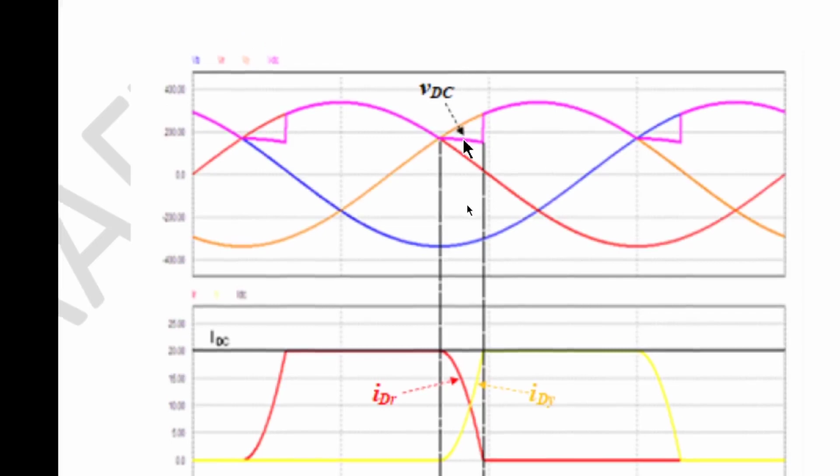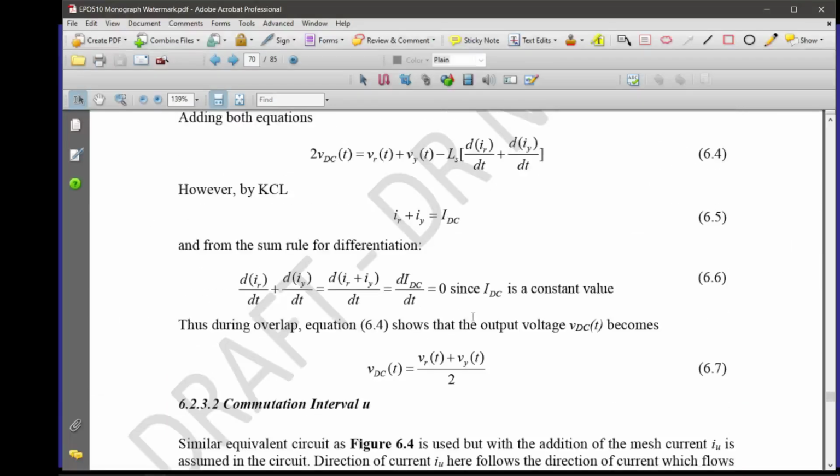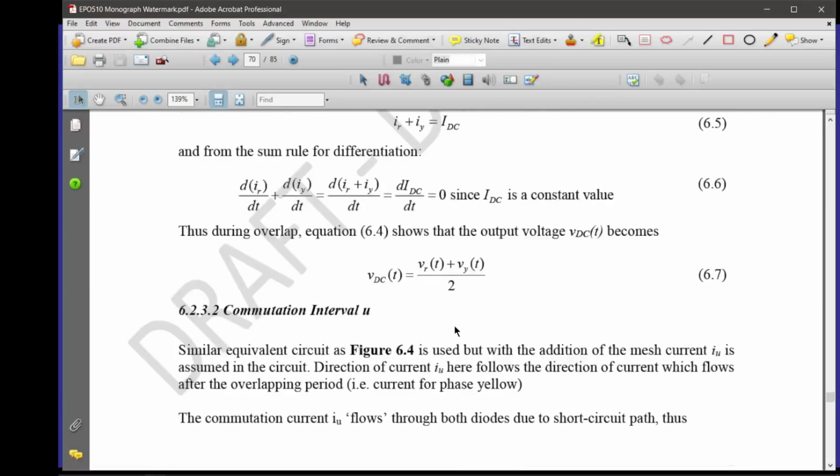So you get that, we call it the voltage here. It is in the middle between the two waveforms, (VR plus VY) divided by 2. Okay, so that gives you the VDC. Now we're going to look into the commutation interval U.